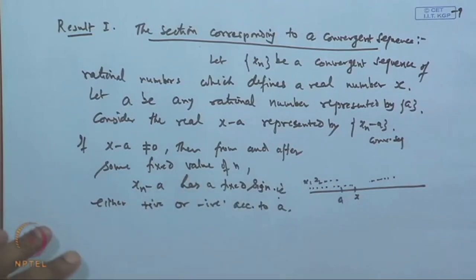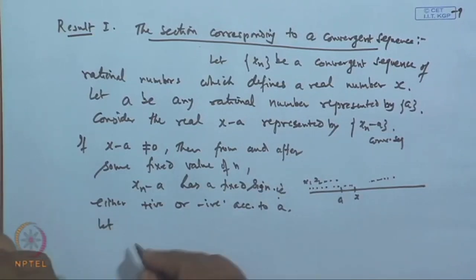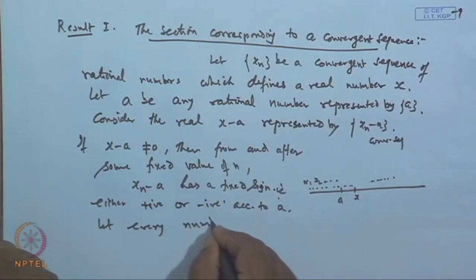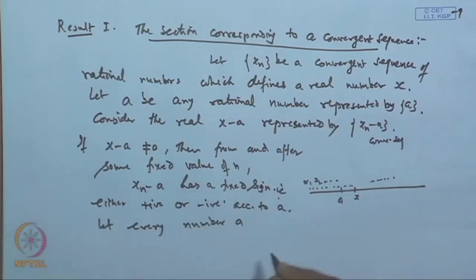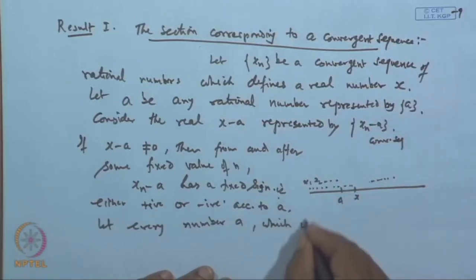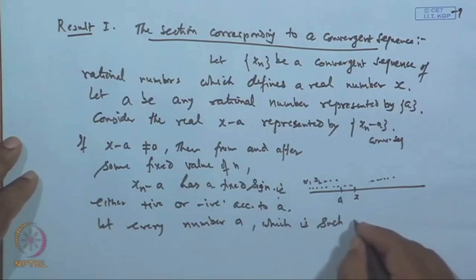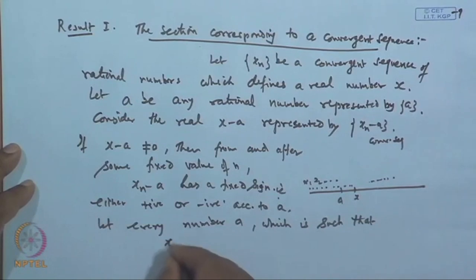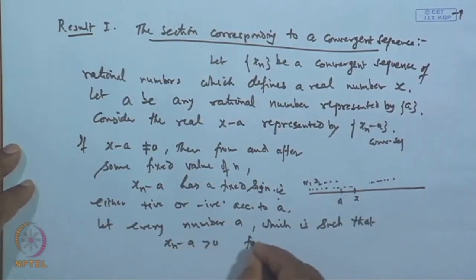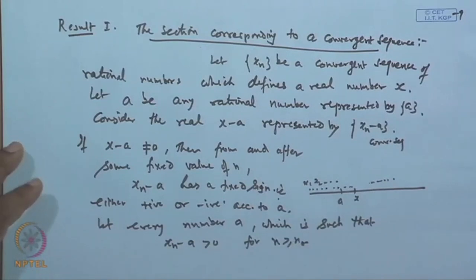Okay, let us suppose every number a is such that x_n minus a is positive for n greater than or equal to, say, n naught, after a certain stage.